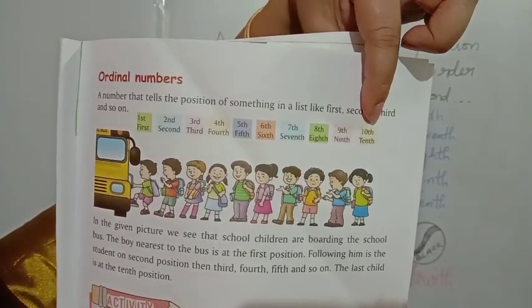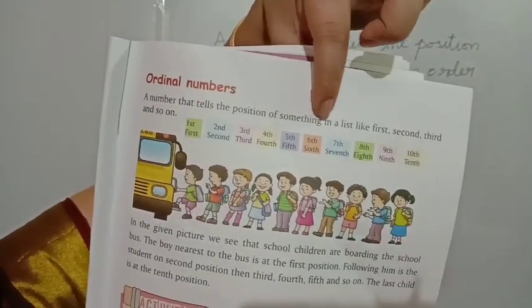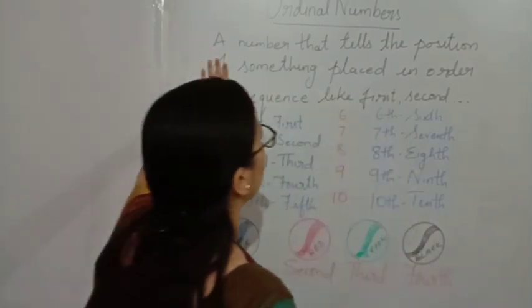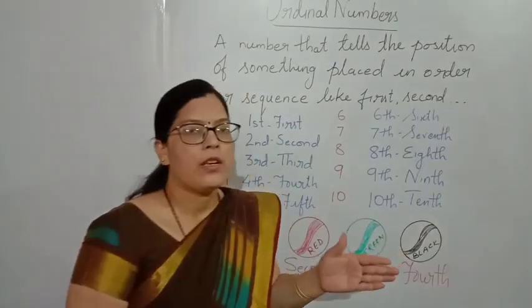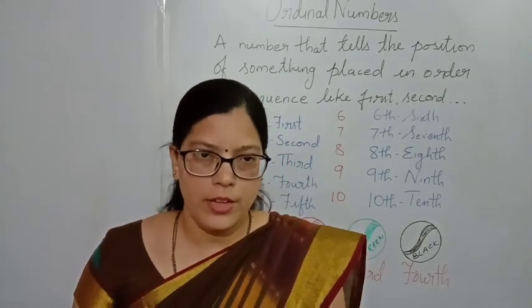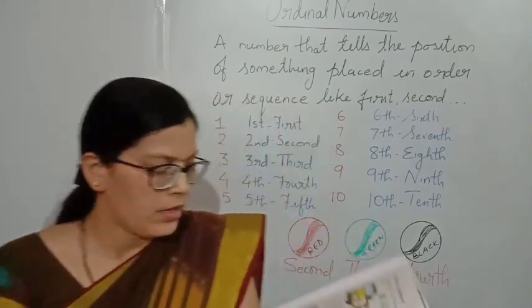So what are these numbers? First, second, third: these ordinal numbers tell us the position of something in a sequence or order. Now see this activity.